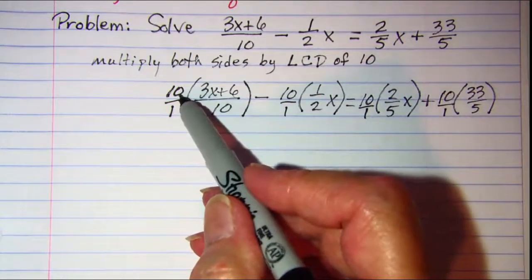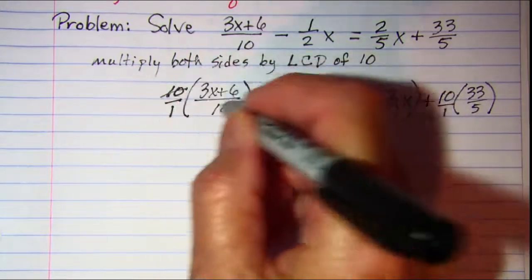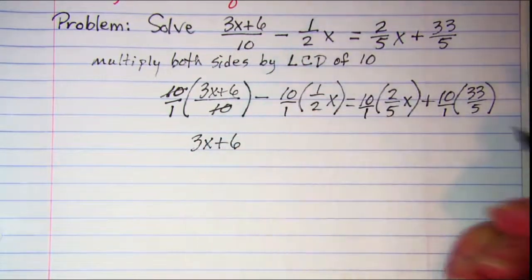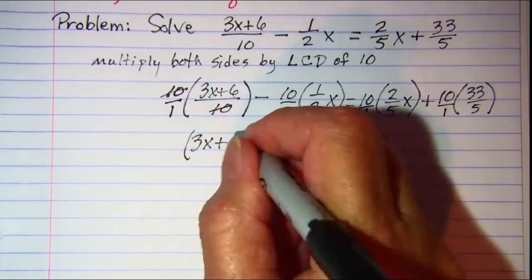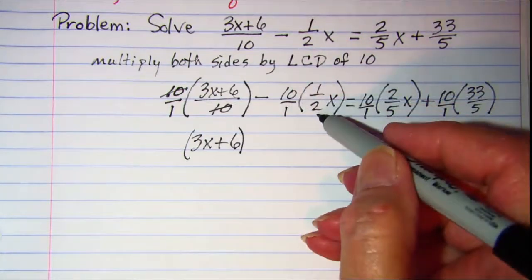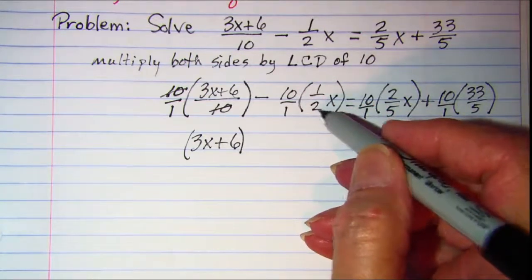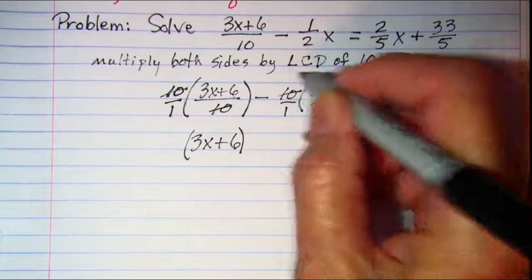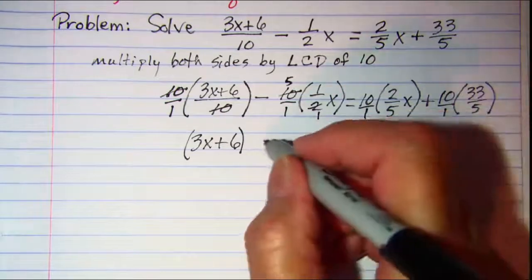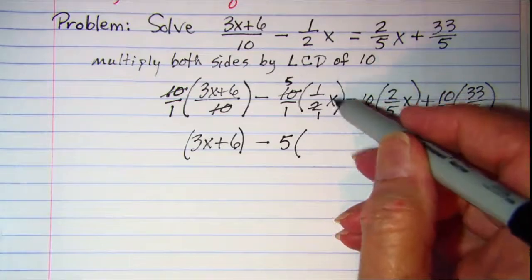So this 10 in the numerator cancels totally with this 10 in the denominator. And all we have left is 3x plus 6. And then this 10 in the numerator cancels a factor of 2 with this 2 in the denominator. So divide 10 by 2 and I have 5. And divide 2 by 2 and I have 1. So now I have minus 5 times, and 1x is left.